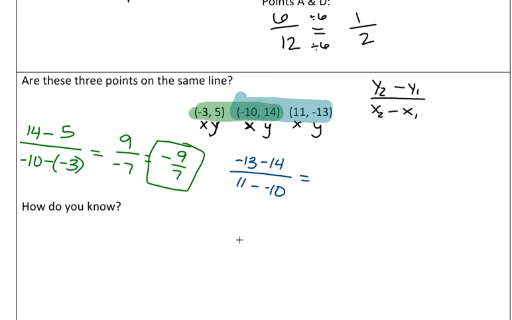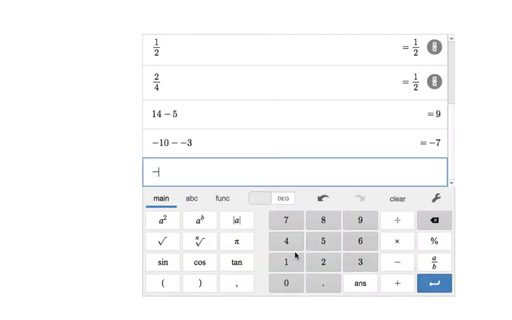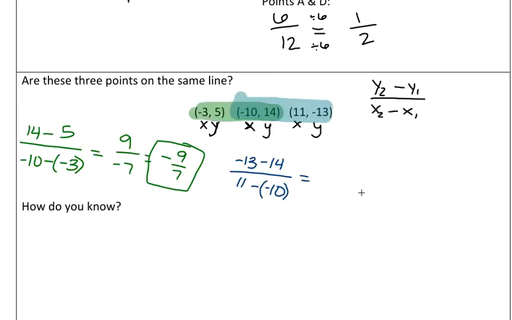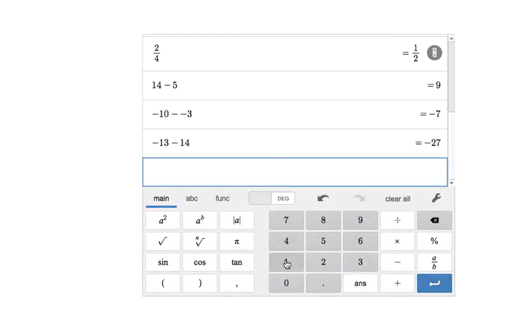I have no idea. So negative 13 minus 14. Ooh, that negative 10 likes hugs. All right. Negative 13 minus 14 is negative 27. And 11 minus negative 10, we can put parentheses on the negative 10, is 21. Positive 21.